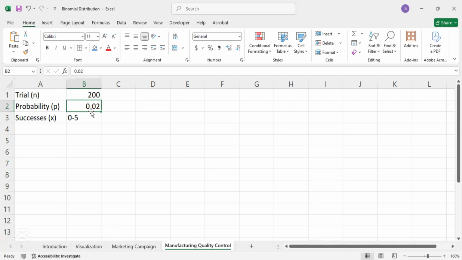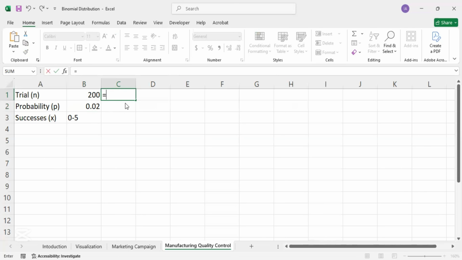We are looking for the probability, say, from 0 to 5. So that is why we have success in X here as 0 to 5. Since we are looking for a cumulative binomial distribution, open our parentheses. Our success rate here is 0 to 5. That means, since we are doing a cumulative, the 5 will be the maximum point. So we are going to put 5 here and we'll say comma.